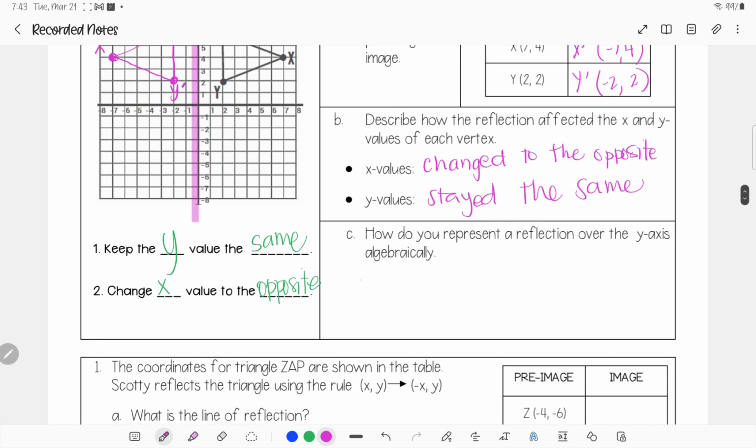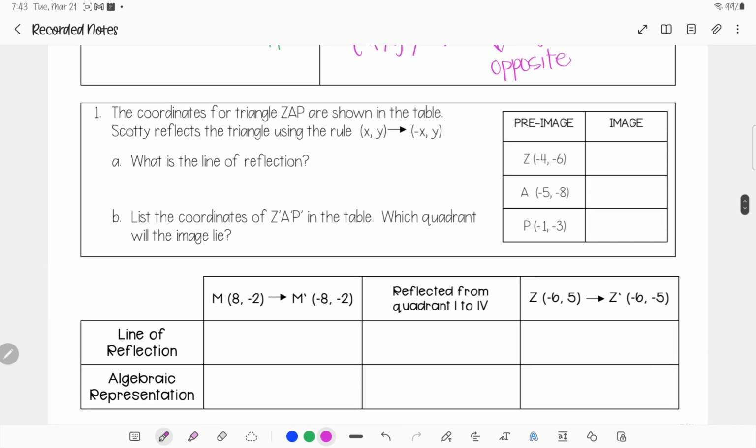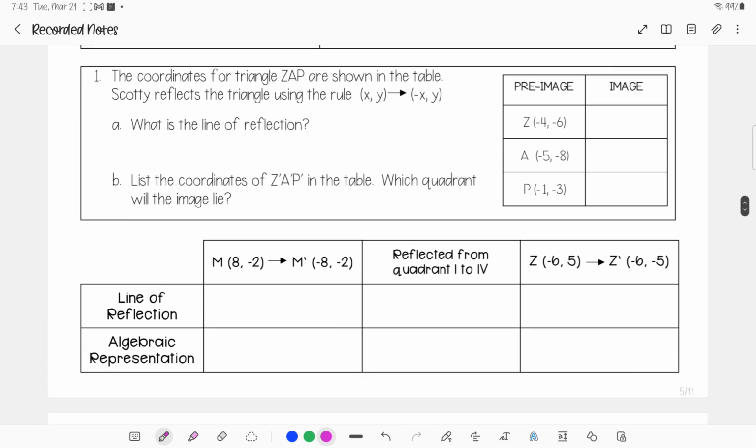So algebraically, this would start x comma y and change to opposite x, y. Again, that doesn't mean negative, it means opposite. All right, try those ones on your own.